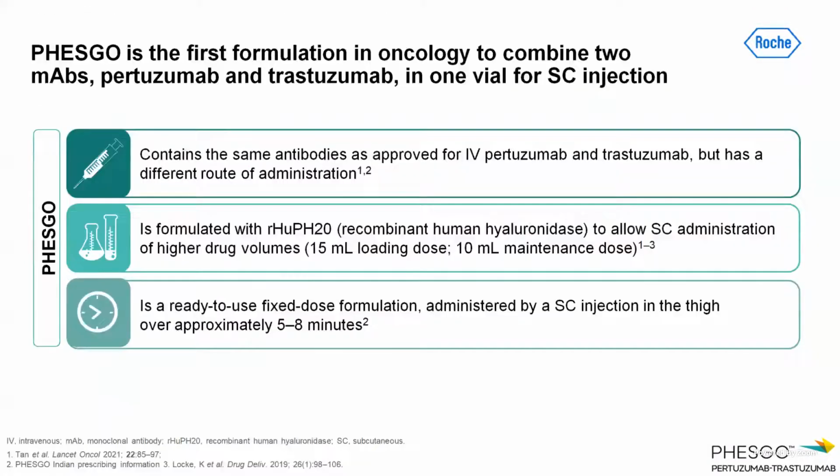So they have devised a formulation of combination of pertuzumab and trastuzumab, which is Phesgo, which has got a subcutaneous route of administration to overcome these challenges. So the main magic sauce is recombinant human hyaluronidase, which is basically an enzyme which allows delivery of large drug volume into the subcutaneous space. So it is generally given over 5 to 8 minutes as a subcutaneous injection.